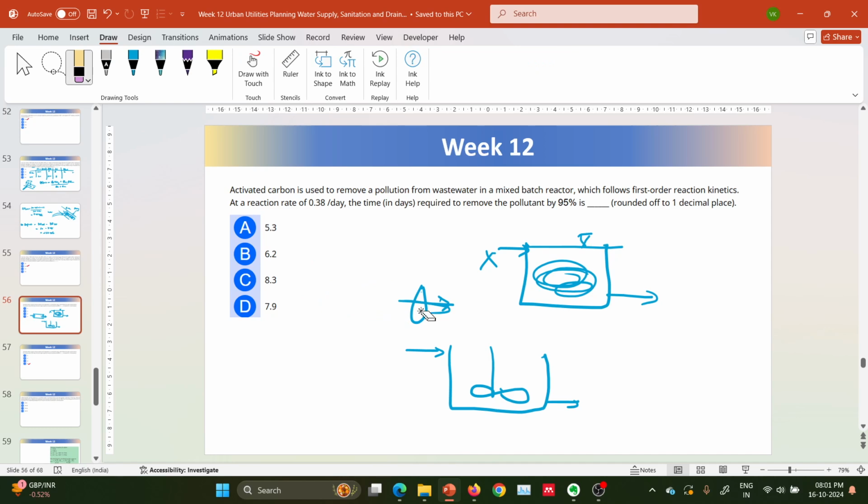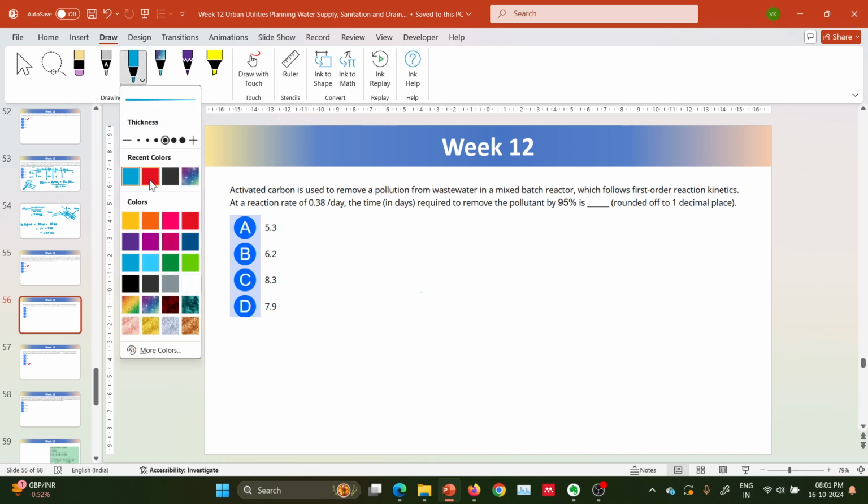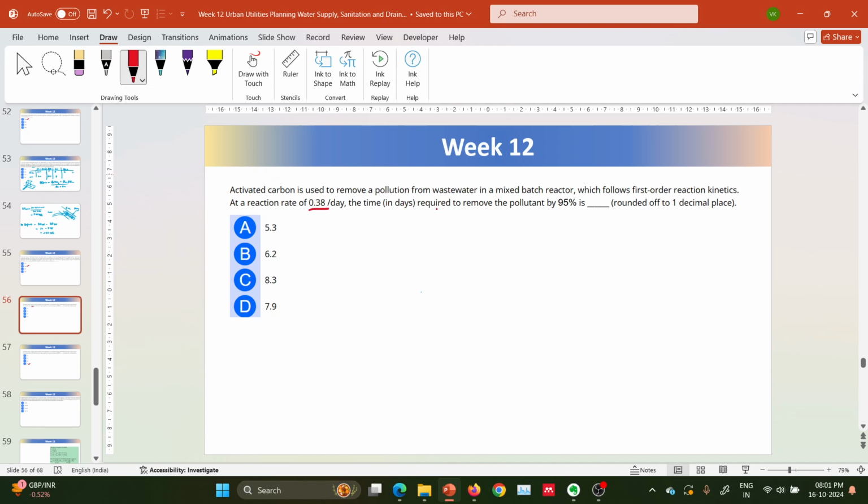Here the process is about mixed batch reactor. So activated carbon is used to remove the pollution from a wastewater in a mixed batch reactor, which follows first order kinetics at a reaction rate of this, and time required to remove the 95% pollutant is how much.